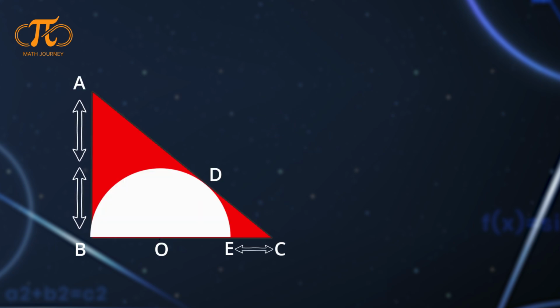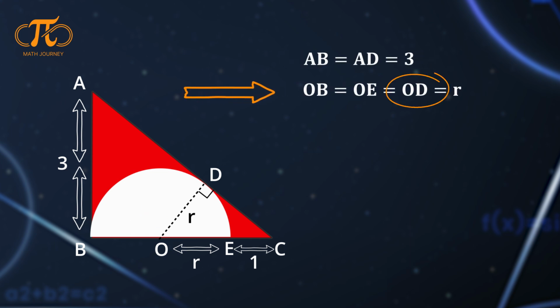Since this triangle is right-angled, we can use some interesting properties here. First up, notice that the semicircle is tangent to line AC at point D, which means the radius of the semicircle is perpendicular to line AC at point D. This perpendicularity will help us use some clever geometry. Now, if we set the radius of the semicircle as r, we know that the distances of OD, OE, and OB are all equal to r.